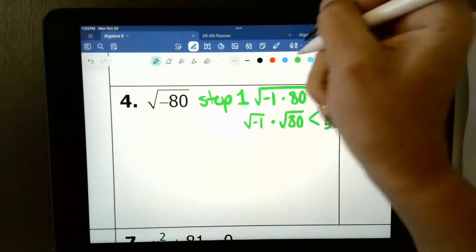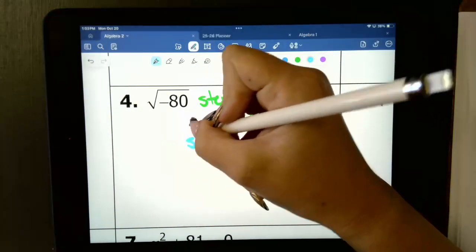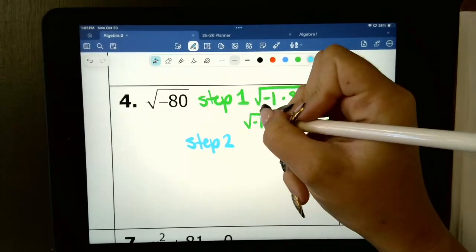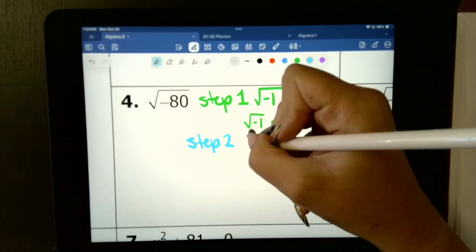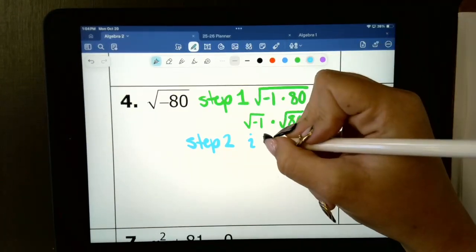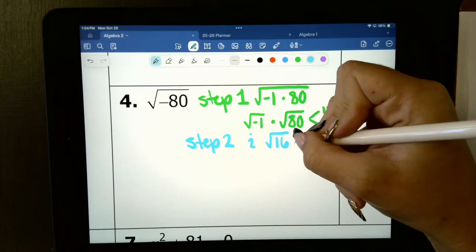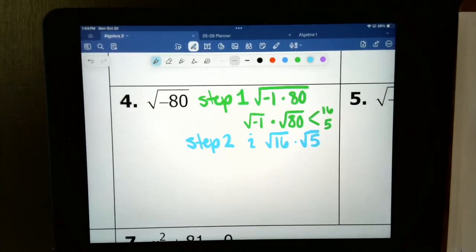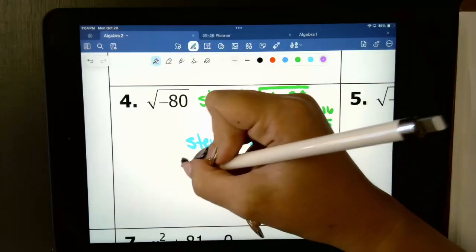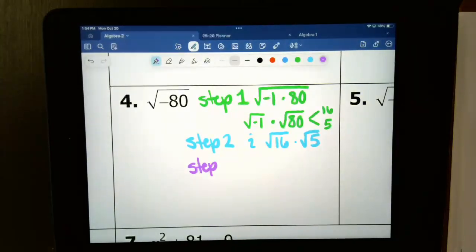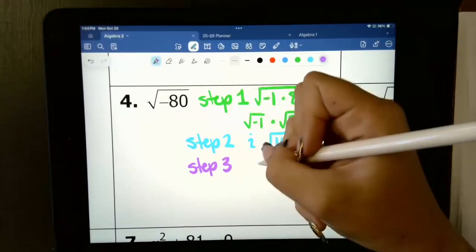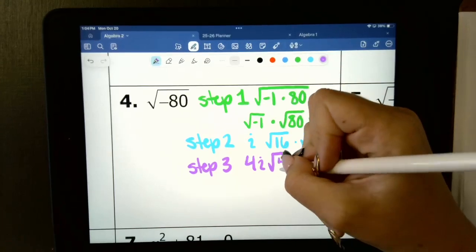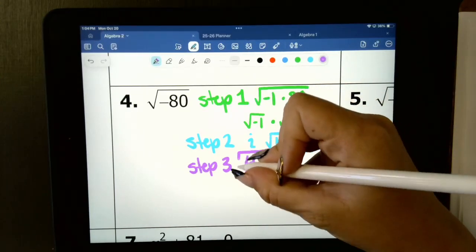So, step 2, which is where we have broken it down. We know the square root of -1 is going to be I. But if we have the square root of 16 and the square root of 5, what is going to be our answer for step 3? What is the square root of 16? 4. And then we're going to have the I and then the square root of 5. Good. And that's our final answer.